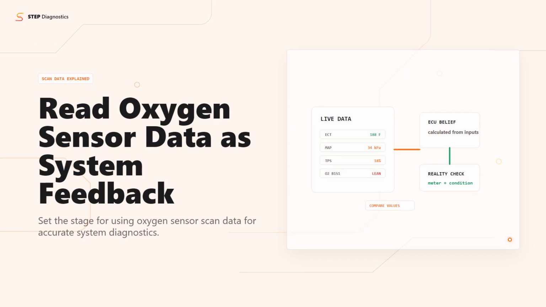Oxygen sensor data drives real-time engine control and triggers codes. But scan values only have meaning when you know what the ECU expects and what the system is actually doing. In this lesson, learn how to interpret O2 sensor readings for real diagnostic answers.